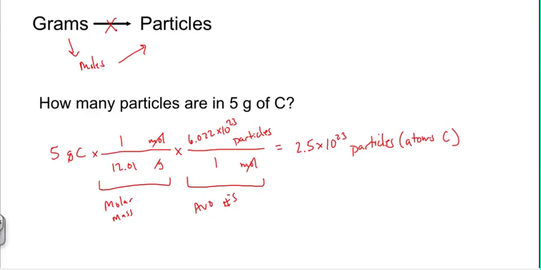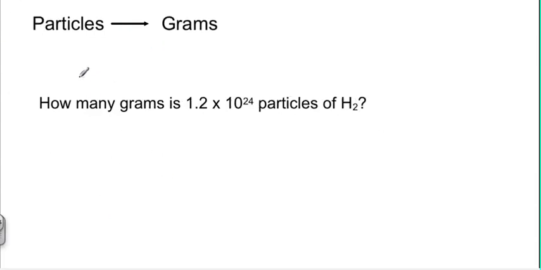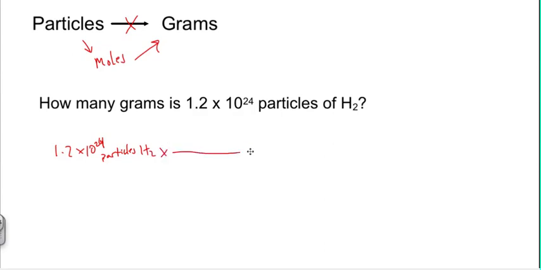Okay, and so we're going to do this one more time. Just like we couldn't go straight from grams to particles, we can't go straight from particles to grams. We have to go to moles first, because moles is something we can compare. So if I'm going to set this up, I'm going to take 1.2 times 10 to the 24th, which would be a 4, not a 9, particles of H2. And I'm trying to figure out how many moles I have. I'm going to put particles on the bottom and moles on top.